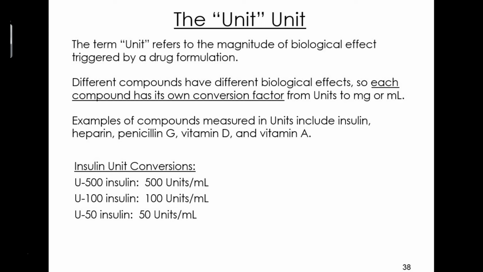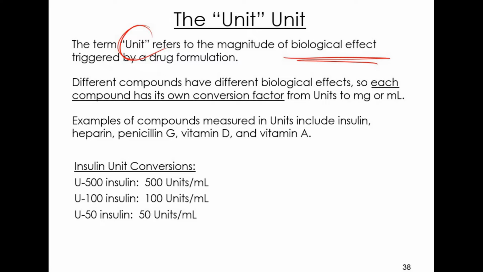The generic term unit refers to how much of an effect a drug formulation has on a particular biological readout. The anticoagulant heparin is an example. 1 unit of heparin was originally defined as the amount of heparin extract needed to keep 1 milliliter of cat's blood from clotting for 24 hours at 0 degrees Celsius.